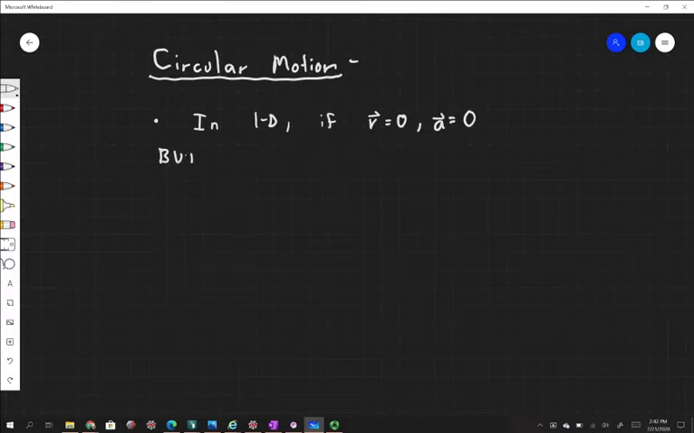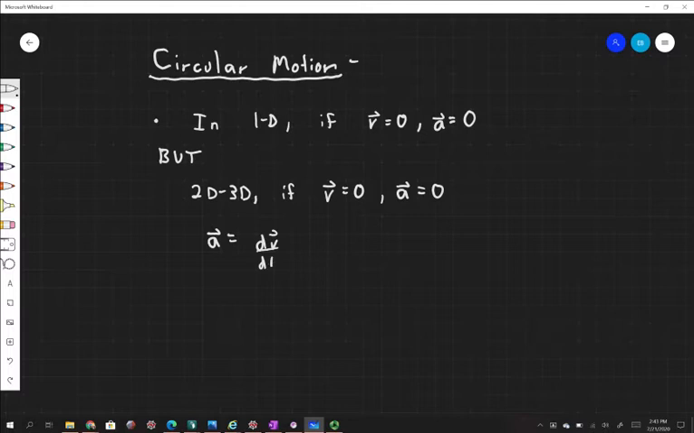But in 2D or in 3D, if v equals 0, your acceleration doesn't necessarily have to be equal to 0 as well. How is that possible? So we know acceleration is equal to dv over dt, the change in velocity over the change in time. If v isn't changing, if v equals 0, then it can't be changing. How can you have acceleration not equal to 0?